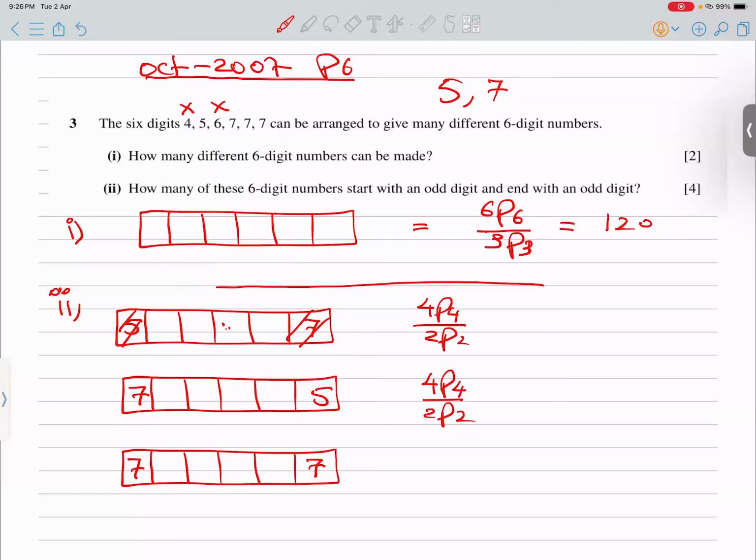Last option, if both sevens are consumed here and here, no digit is repeating. So I will write only 4P4. I will not divide by anything. If you check it, this answer is 12. This is also 12. And 4P4 is 24, you know it very well. If I add them together, I get 48. I hope the concept is clear and the question is completely over.